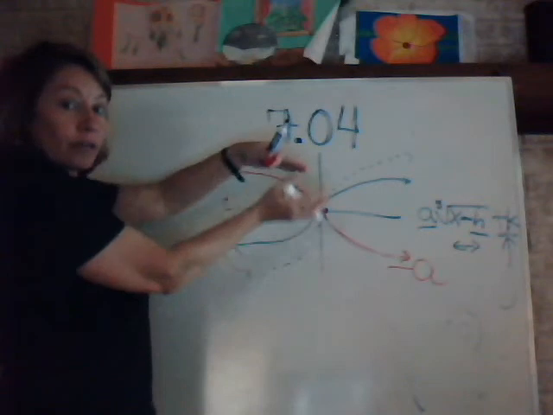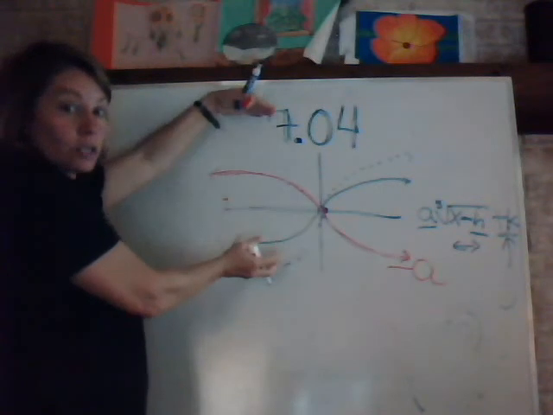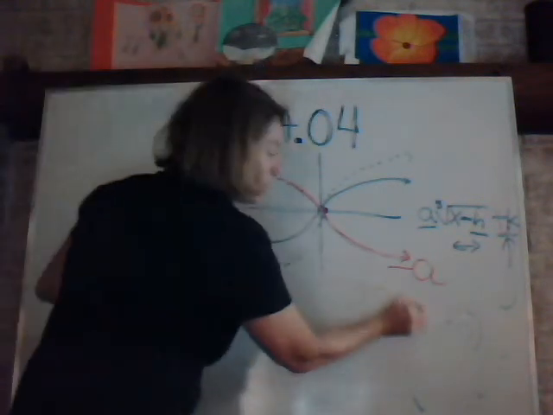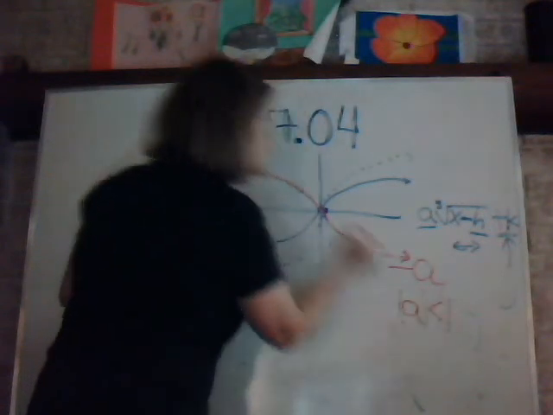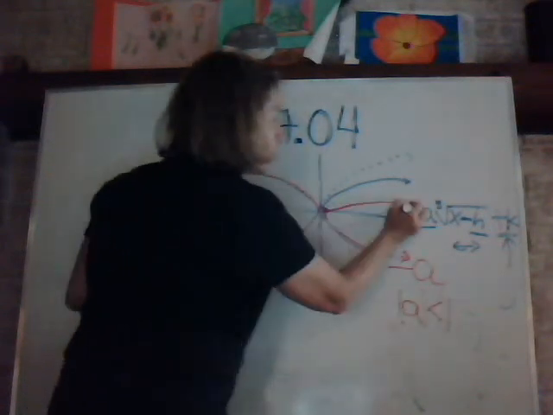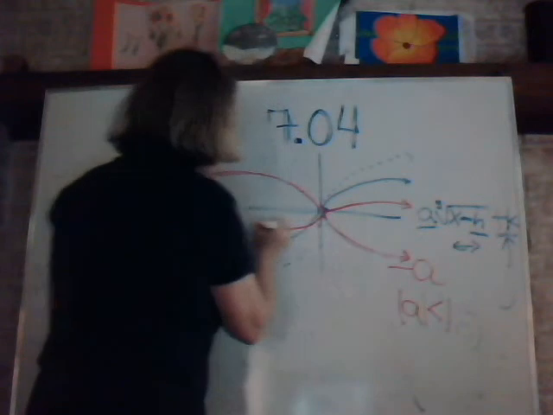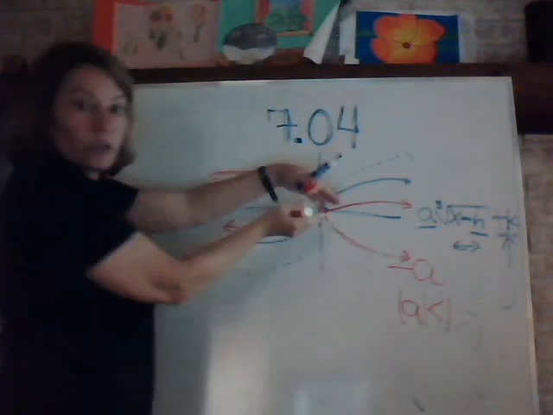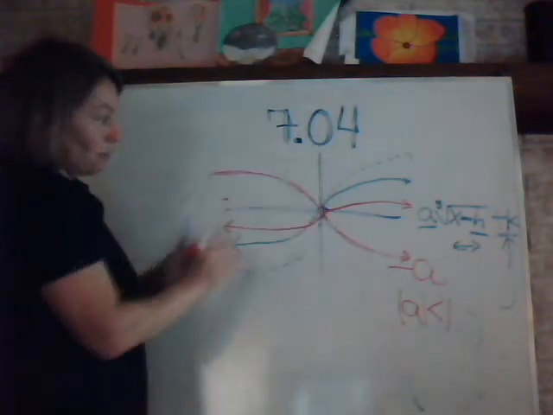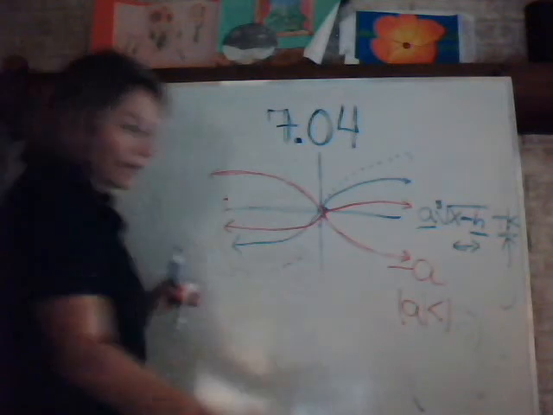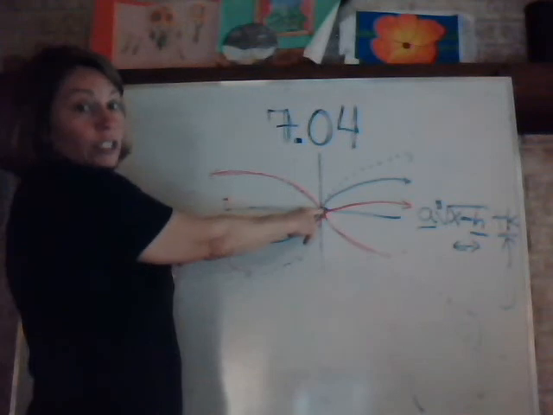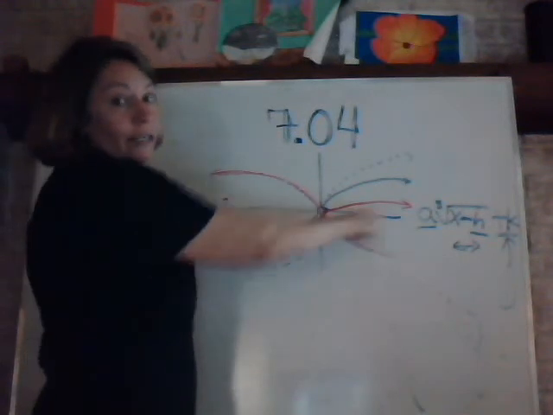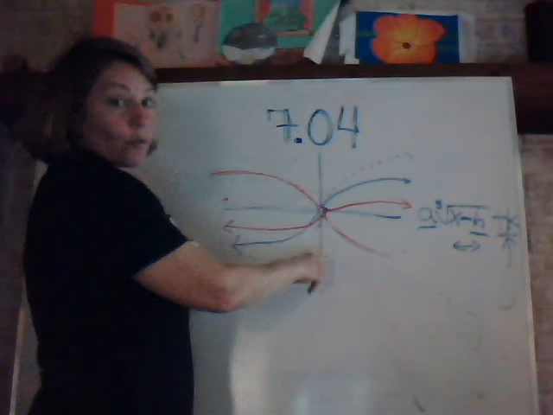If A is greater than 1, we'll stretch it tall. If the absolute value of A is less than 1, it will make it tighter to the axis. It will still snake through, but it will just be closer to the x-axis. Okay? So that's the effect of A. H and K just take what is at the origin and shift it horizontally for H, vertically for K.